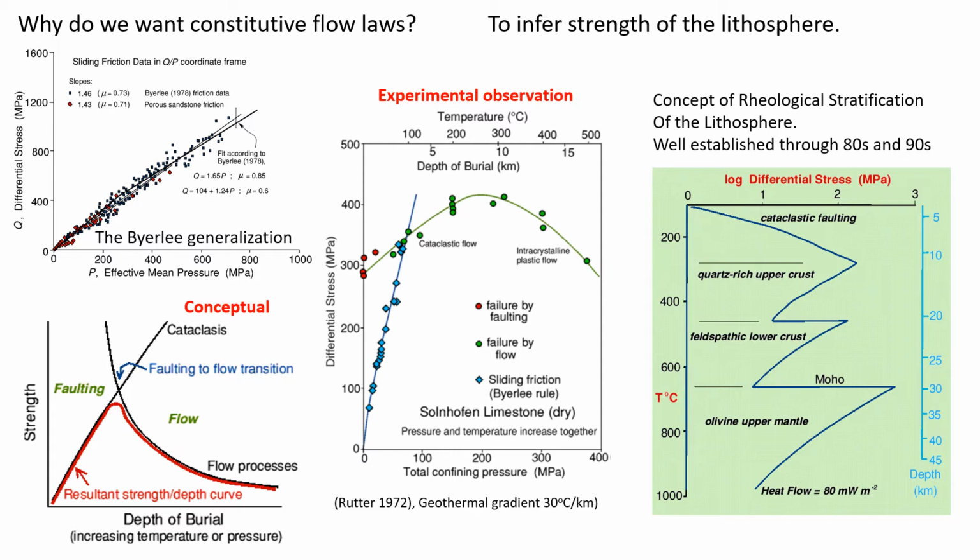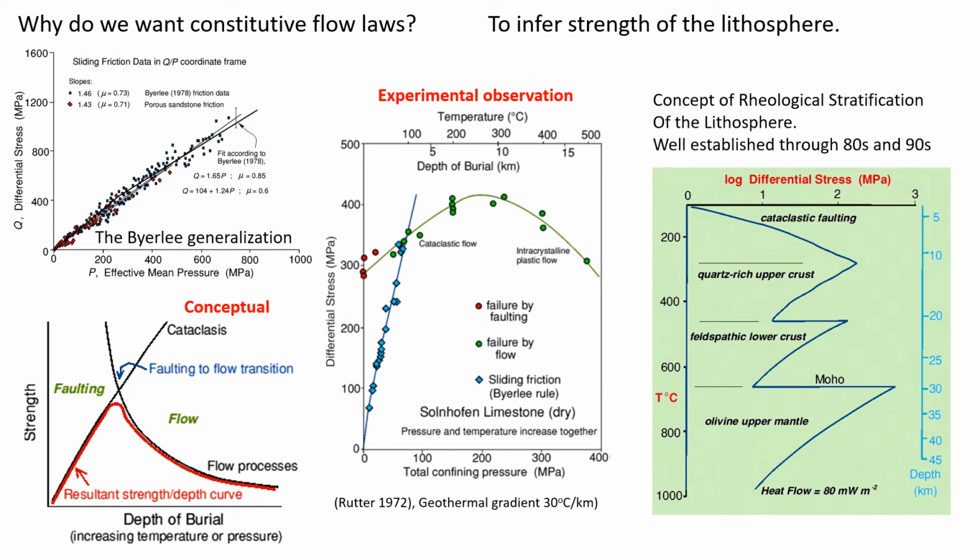Constitutive laws are needed to infer the strength of the lithosphere as a function of depth. At shallow depths, deformation is dilatant and therefore pressure sensitive and involves faulting and cataclasis. In 1967, Jim Byerlee, who worked at the US Geological Survey, suggested that the resistance to frictional sliding is largely independent of rock type. This is a very useful generalization that has stood the test of time, illustrated in the diagram in the top left.